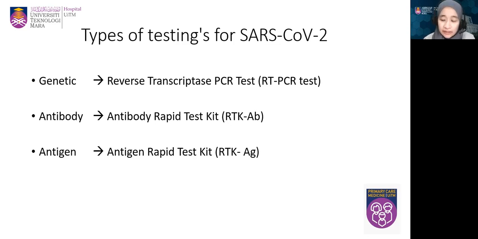Right, there are three types of testing available out there. Not all are available in primary care. Okay, so we have genetic testing, which uses the RT-PCR test. We have antibody RTK, which is not available in primary care, and we have antigen rapid test kit, RTK antigen, which is available in primary care.